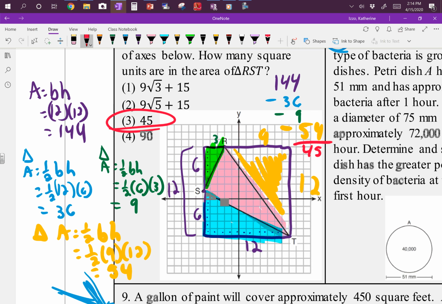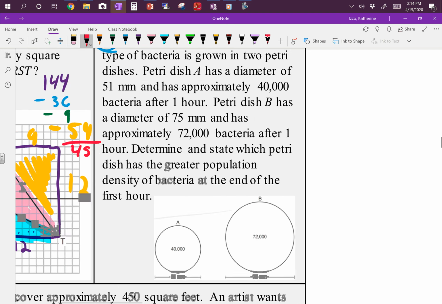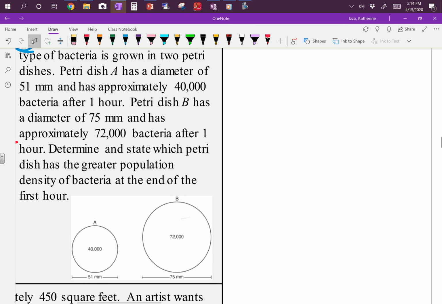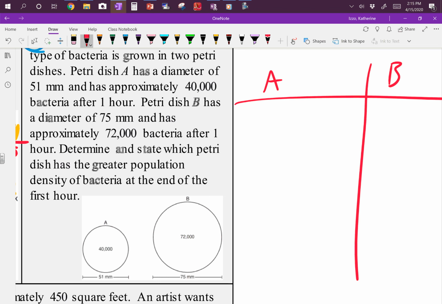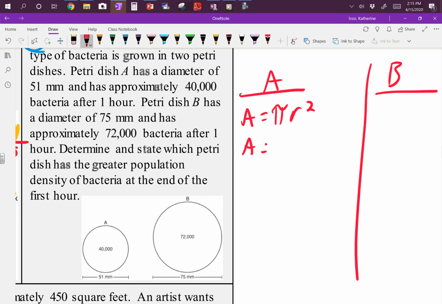Next one, number 8. A type of bacteria is grown in petri dishes. We've got a diameter of 51 and a diameter of 75. So I've got dish A and dish B. We're going to start with the area. Oh, that looks too much like a proof. That just scared me. Okay, looks too much like an area. So area is pi r squared when we're talking about a circle. So A is going to have a diameter of 51.